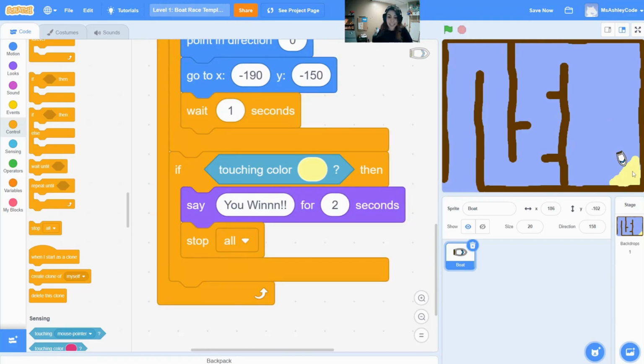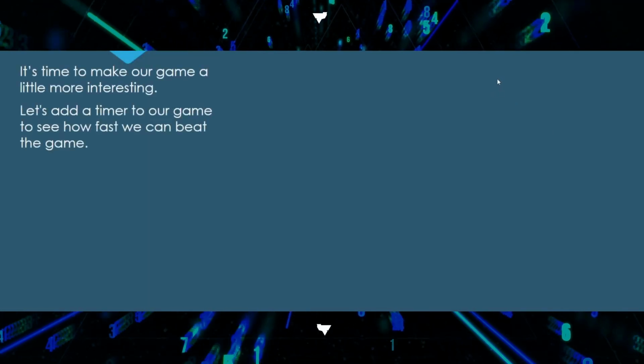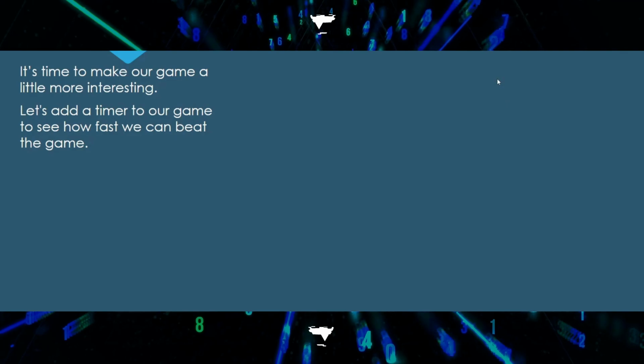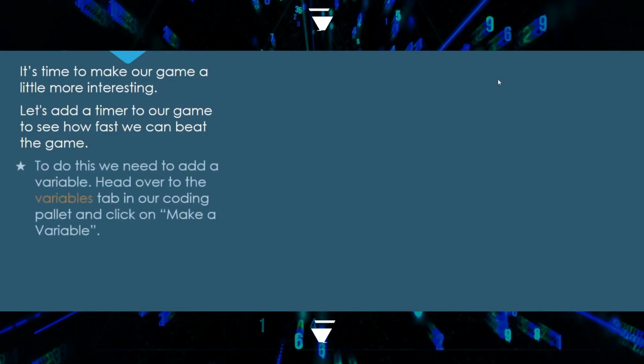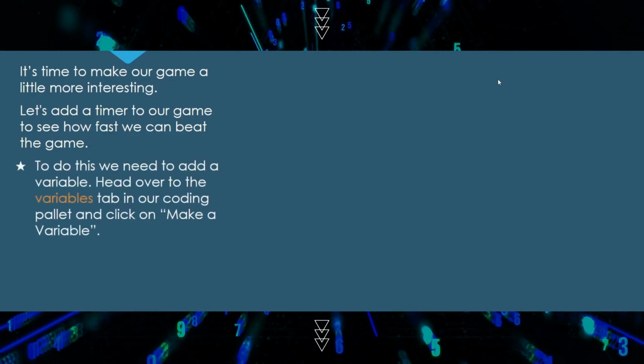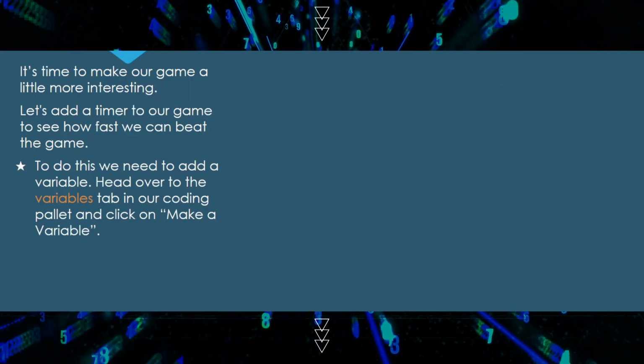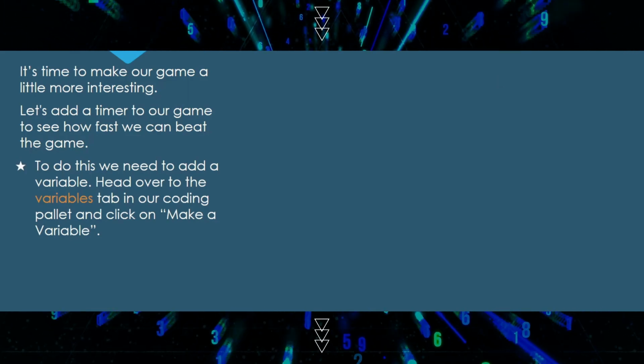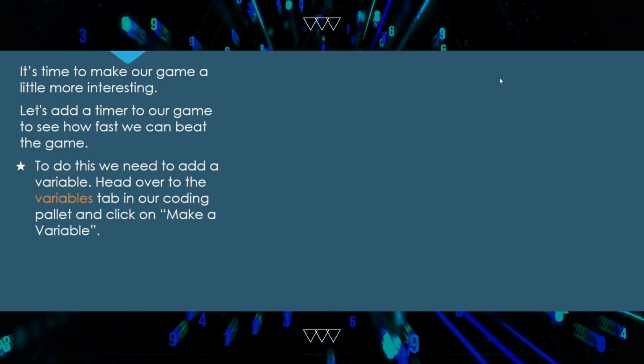Once we reach the yellow sand, you will see you win. Awesome. Let's go ahead. It's time to make our game a bit more interesting. Let's add a timer to our game to see how fast we can beat this game. To do this, we need to add a variable. So let's head over to the variable tab in our coding palette and click on make a variable.